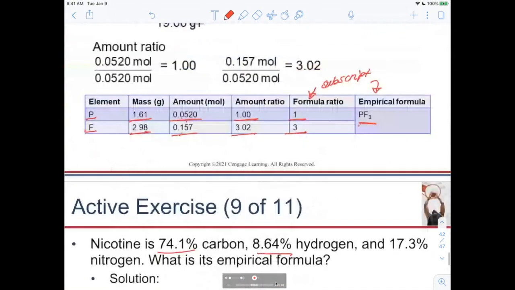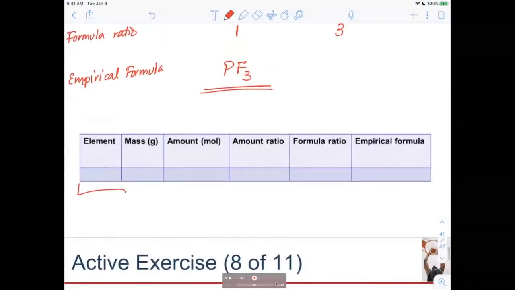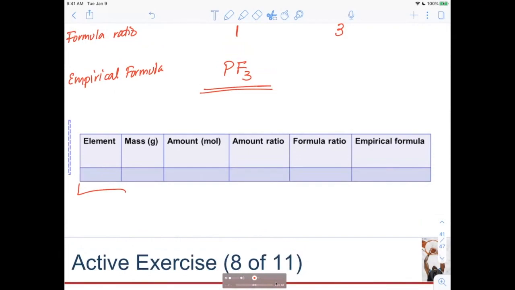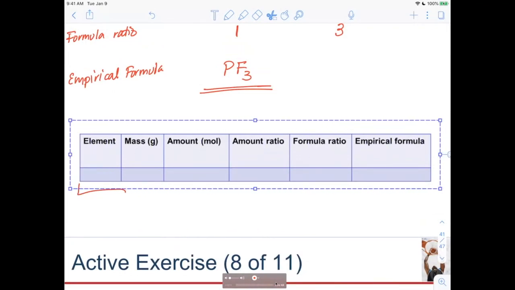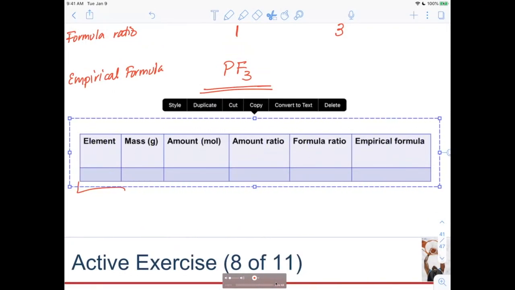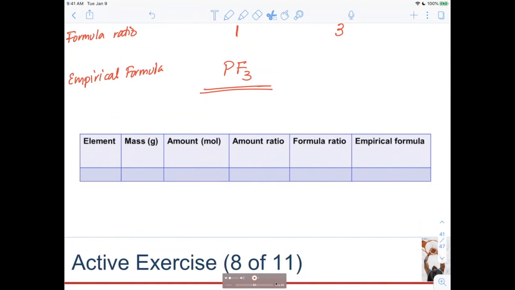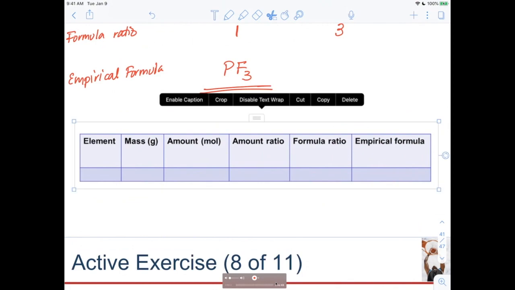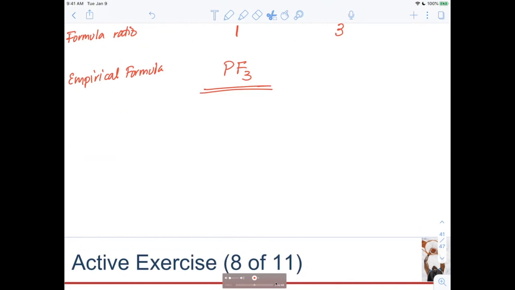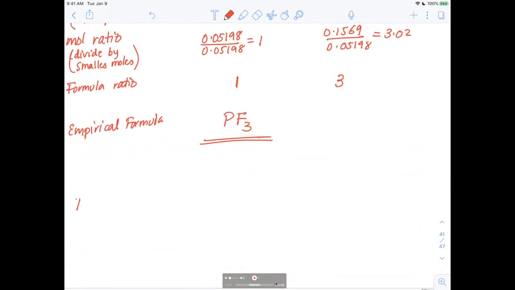Now I did promise something. I have not forgotten. Let me see if I can delete this whole thing. Cut. Oh, I need to cut again. Cut some more. Cut again. Okay.